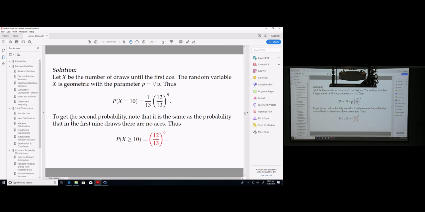And here, to get the second probability, we have to take care of the fact that success might occur at 10. A better way to reformulate this is X is bigger than 9, which is the same as bigger than or equal to 10. If X is bigger than 9, it means that the first 9 cards are all non-ace. That's it. So the first 9 cards must be 12 out of 13 to the power 9.